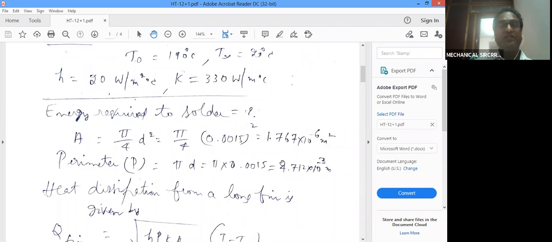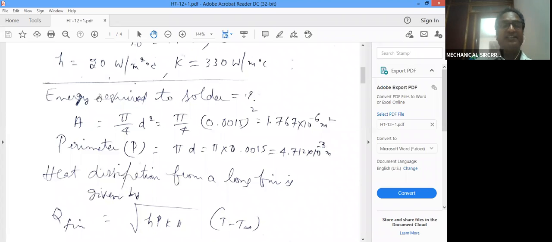Okay? Energy required, here energy means heat energy. Heat energy required to solder, what is that quantity? Q fin, the heat transfer through the fin. Here the fin is the copper wire. Consider the copper wire as a long fin. So the energy required to solder, what is that Q fin? Q fin you have to calculate.